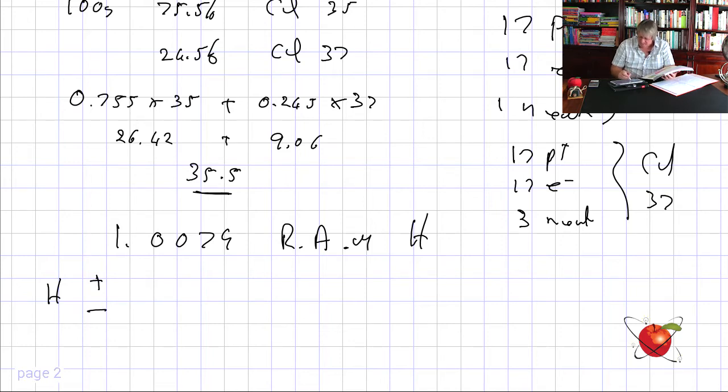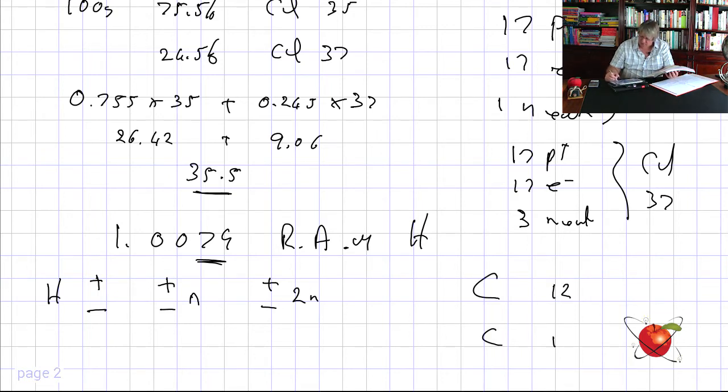But this bit here accounts for the fact that we've got, in some cases, plus a neutron, and plus two neutrons. That number accounts for that. Look, for example, at carbon. It's 12.011. Why? Because we've got carbon 12 and carbon 14. Carbon 14 has got extra neutrons in it. How many? Well, let's have a look at it.